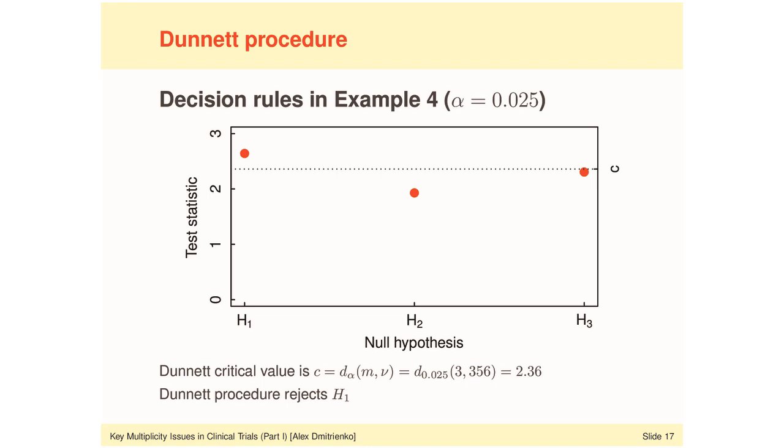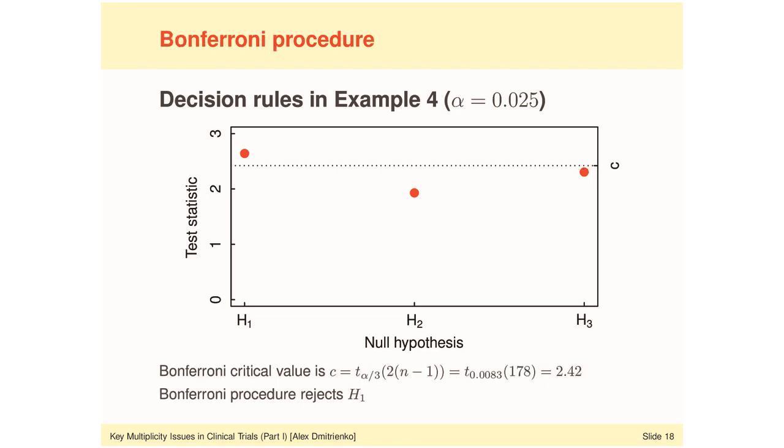We see that only one of the 3 test statistics is above this threshold, which means that the basic single-step Dunnett procedure rejects only one null hypothesis. In this particular case, it's the hypothesis H1. Therefore, our conclusion is that after the Dunnett-based multiplicity adjustment, only dose 1, the high dose, shows superiority compared to placebo.